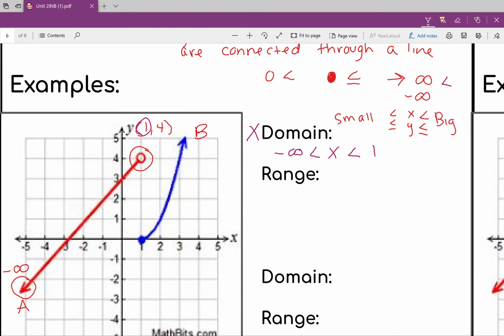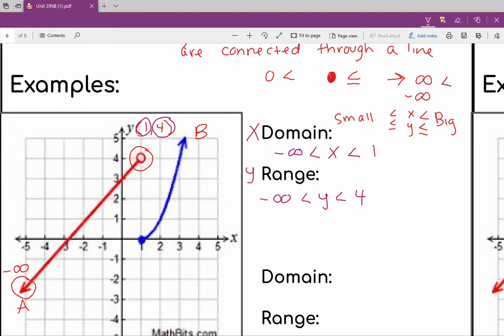Let's do the same for range, but now we're going to look at the y values. Again, my smallest number is still negative infinity, less than y, because it's the range, less than 4, because it's an open circle, and my y value is 4.